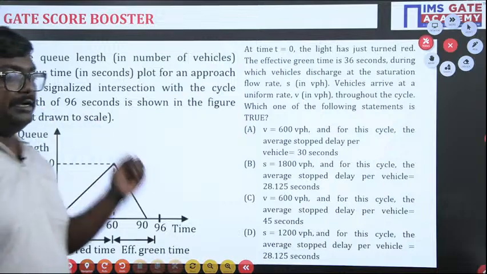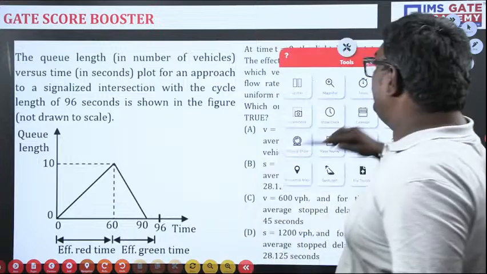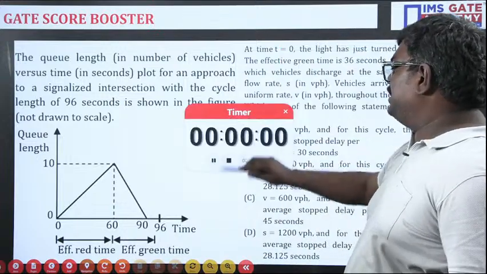Now this is a very interesting question. Please solve this question. I'll give you 2 minutes of time and I want everyone to try this problem. Very interesting question, students.